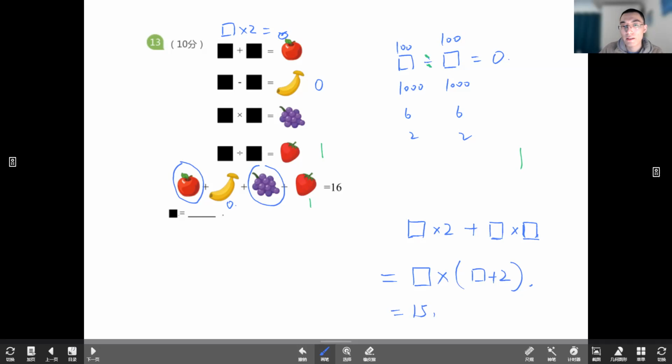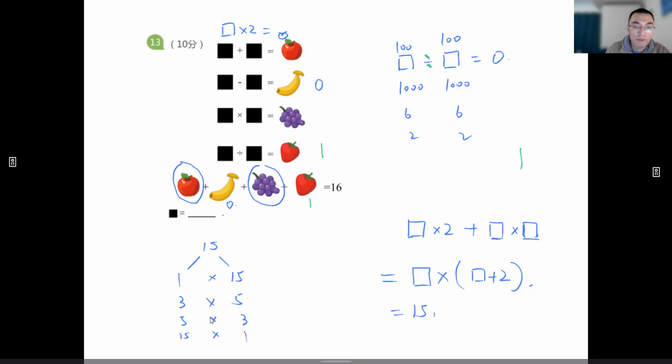And then we will need to split 15 into factors. 15 can be split into 1 times 15. Can we have 2? No, 15 is an odd number, so it doesn't have a factor 2. 3, it has factor 3: 3 times 5. Then 4, no. 5, yes, 5 times 3. But you see, we'll just be repeating ourselves. So the next one will be 15 times 1.